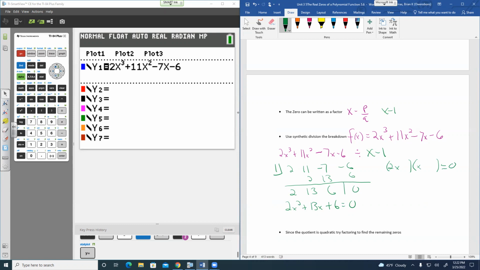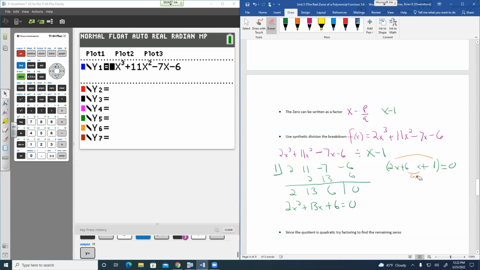So we could use 1 and 6. So let's go 1 and 6. We'll put a 6 here and a 1 here. And we'll use the outer and inner terms to see if I get the middle term. So 2x times 1 is 2x. 6 times x is 6x. And that's going to give me this 8x. I need a 13x.